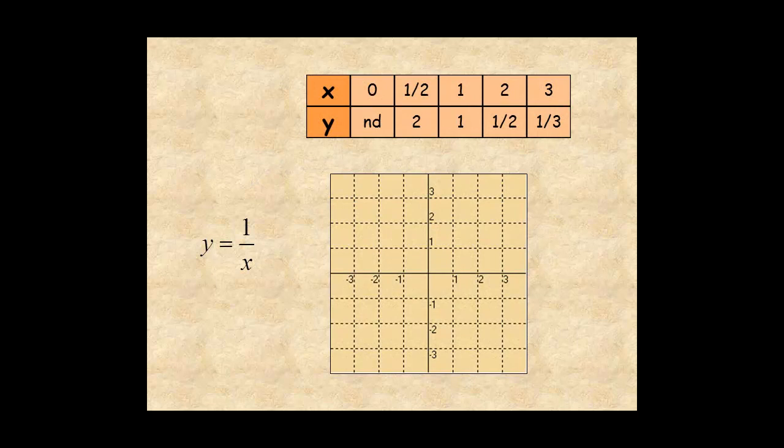For the first graph, let's look at the parent function of all rational functions, y equals 1 over x. For this function, notice x equals 0 is an excluded value. So it's not defined at x equals 0. But at x equal 1/2, the function's equal to 2. At x equal 1, the function's equal to 1. At x equal 2, the function's equal to 1/2. And at x equal 3, the function's equal to 1/3.